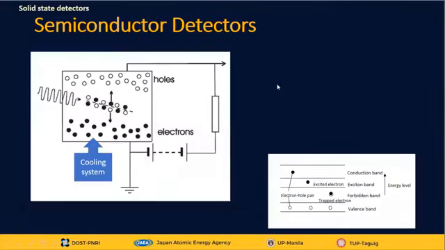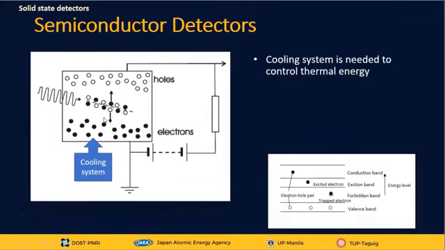If you put a cooling system in this region, the conduction band will be empty because there are no thermal energies that can promote the electrons from the valence band to the conduction band. So in this figure, you have the electrons, the negatively charged, and the positively charged, or the holes, on the top region. When radiation strikes this region, electrons will be excited to the conduction band, and the applied voltage will sweep the electrons, and proper electronics collects the pulse.